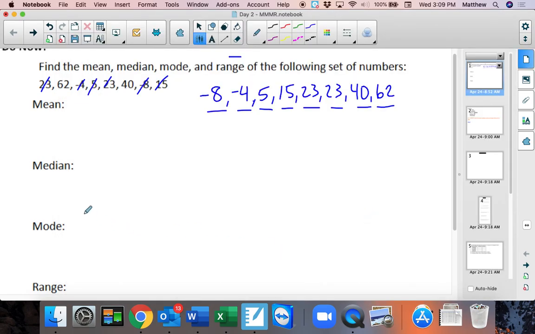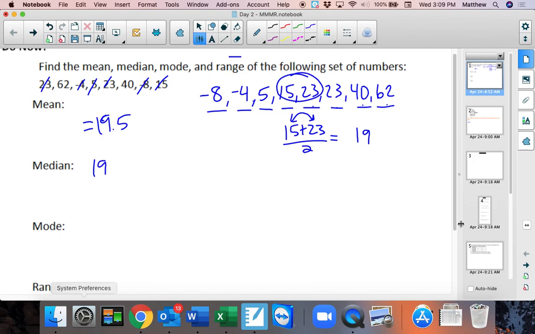So this mean is 19.5. Quickly, the median, well, we have 8 values, right? 1, 2, 3, 4, 5, 6, 7, 8. So I need those middle two, the average. So 15 plus 23 divided by 2, or just think what's halfway between these two. There's a difference of 8. So split that evenly, I'm going to get 19. So my median is 19. That's the value that's in the middle.